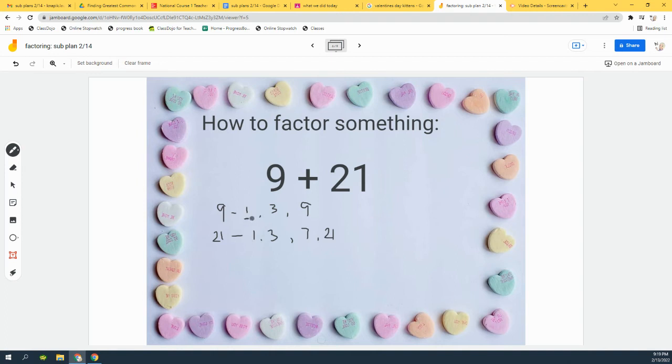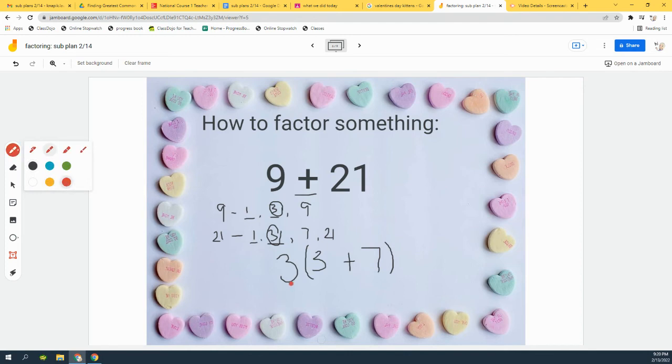So underline your factors. 1, 3. So they have nothing else in common. So 3 is our greatest common factor. So 3 is on the outside of our parentheses. Draw our parentheses. 3 times what gives you 9? 3 times 3. 3 times what gives you 21? 7. If we're adding here, we're adding here.